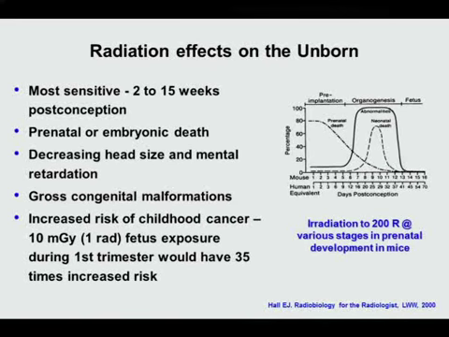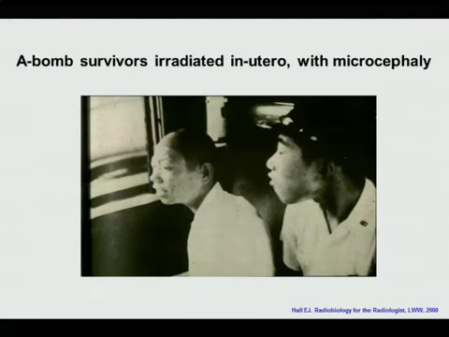Generally, this is the ballpark number we use. The increased risk of childhood cancer is estimated at about 10 milligray, or 1 rad, of fetal exposure during the first trimester, which would give an increase of about 35 times. Again, these are not hard numbers, but these are the ballpark numbers which we normally use to try to understand the radiation effects on the pregnancy. Here is a picture of an atomic bomb survivor irradiated in utero, which shows decreasing head size and so forth.